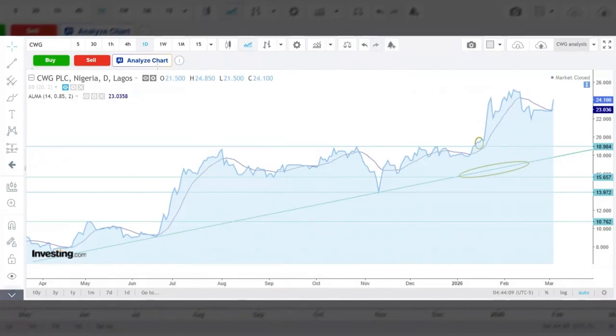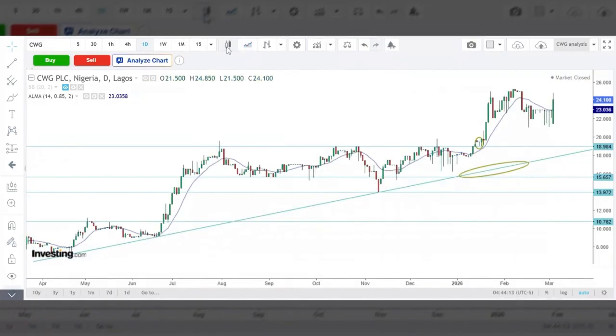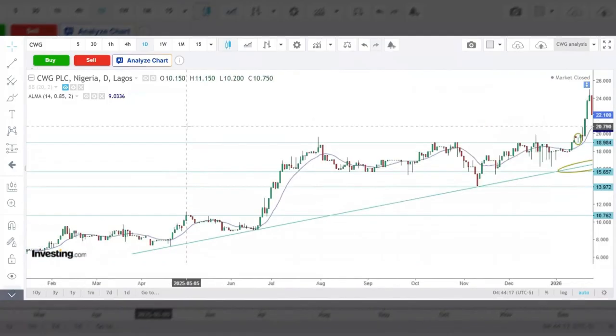That is, the market has momentum and there's money flowing into this market, CWG. So I'm going to use this as a case study and also show you how I manage trades after acquiring this stock.